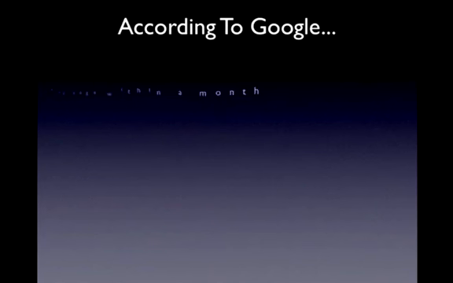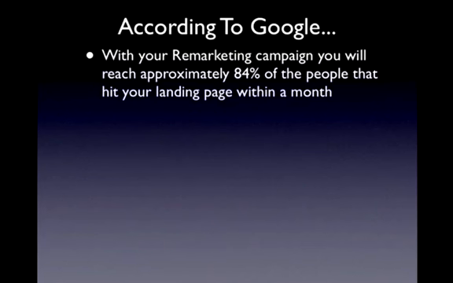Now, according to Google, this is interesting. With your remarketing campaign, you will reach approximately 84% of the people that hit your landing page. So they hit your landing page, and 84% of those people, you'll reach them with your remarketing campaign within a month. So that's pretty cool.